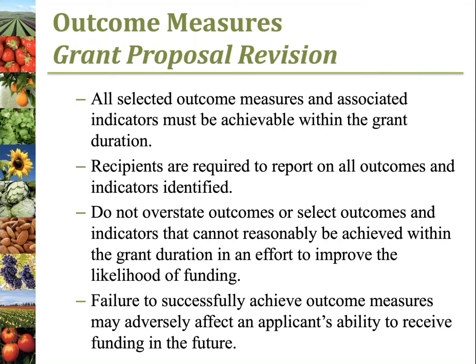There are a few key points to keep in mind in the revision process. All outcome measures, indicators, and/or sub-indicators selected must be achievable within the grant duration. Recipients are required to report on all outcomes, indicators, and/or sub-indicators identified. So please do not overstate outcomes or select outcomes and indicators that cannot be reasonably achieved within the grant duration to improve the likelihood of funding. This is important to keep in mind because failure to successfully achieve outcome measures may adversely affect an applicant's ability to receive funding in the future.